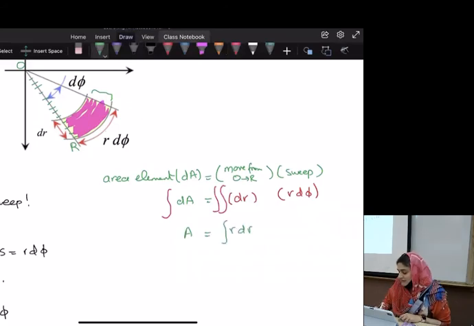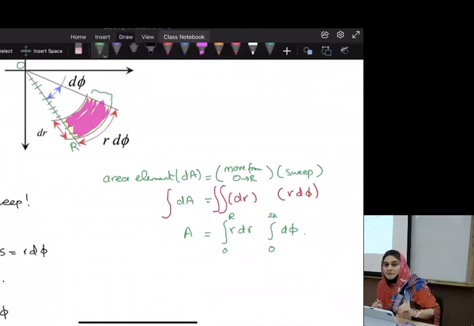What's on the left-hand side? A, is that the area we're looking for? And on my right-hand side, is that true? Do you see what I did? I collected them. And what are my limits of integration? 0 to, and d phi is always 0 to 2 pi.